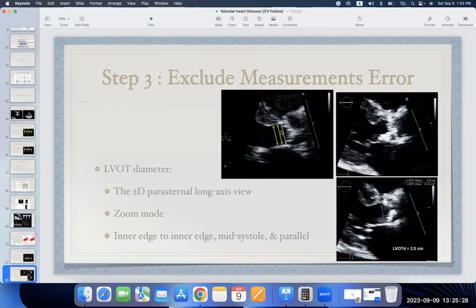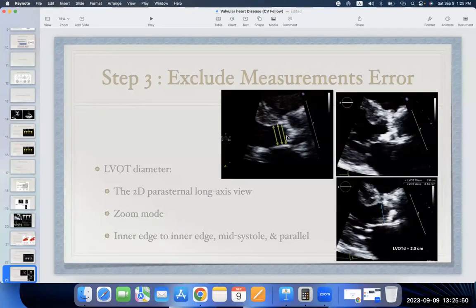It's very important to use the zoom view, measure inner edge to inner edge, and it should be mid-systole because this will be the biggest diameter for the LVOT. It should be parallel to the aorta itself, and within not more than 1 centimeter from the aortic valve.